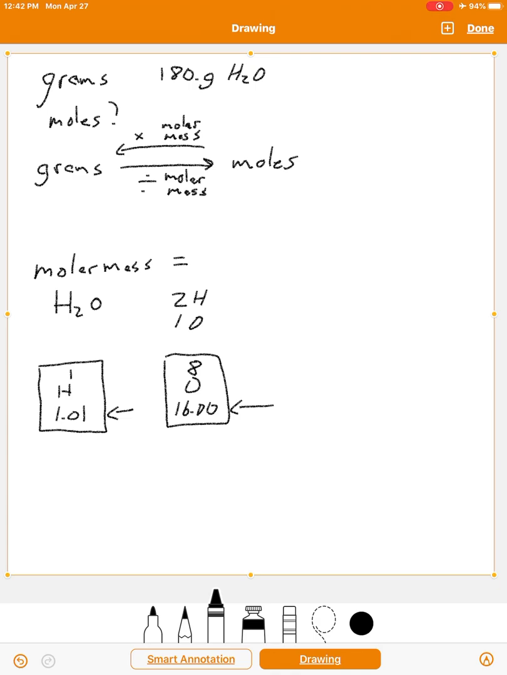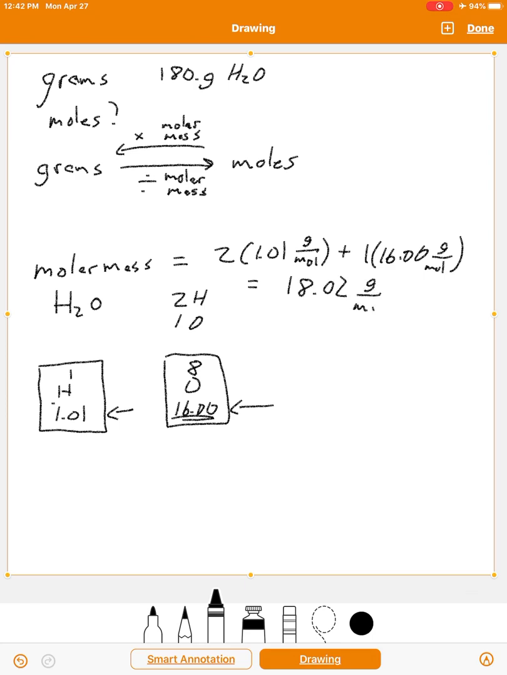So let's find the molar mass. There's 2 hydrogens, so 2 times 1.01, and the units are grams over moles. And then there's 1 oxygen. So remember, you're using these numbers, grams per mole. So that comes out to 18.02 grams per mole. That's the molar mass.